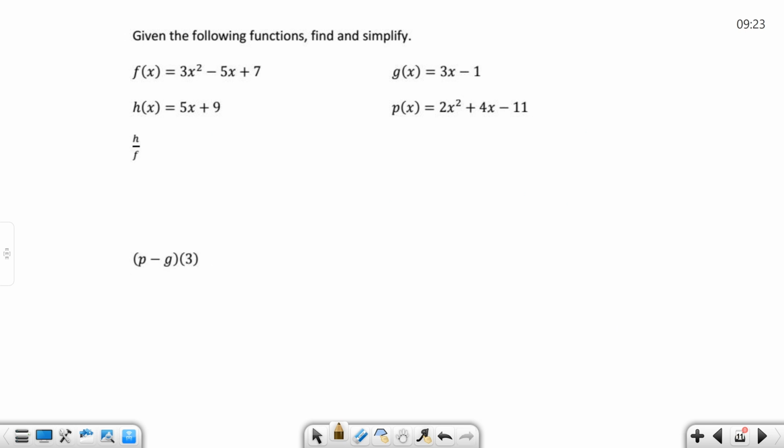All right, so let's look at some more here, and I'm just going to keep the functions the same right now. I'll keep the functions the same for several of these, and we'll do several of them, and then we'll go from there. So h over f, that really means h of x over f of x. All right, let me fix that. Which is h of x is 5x plus 9.